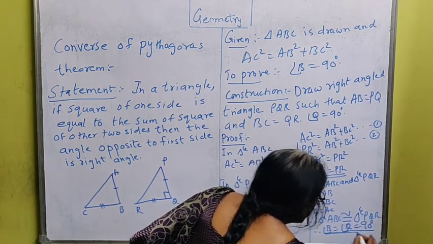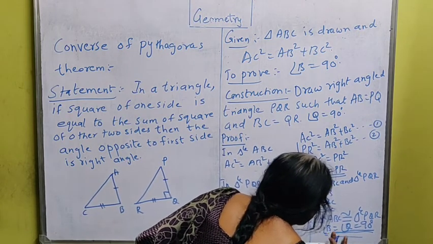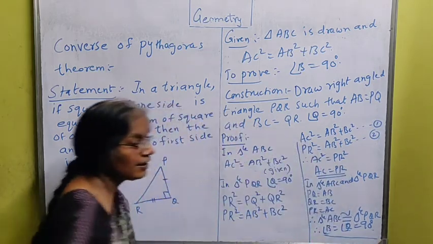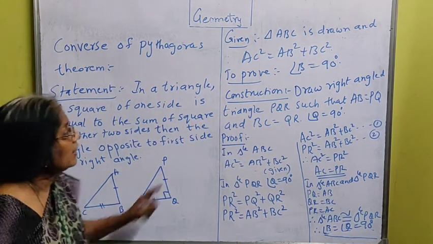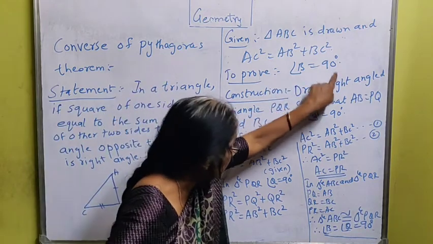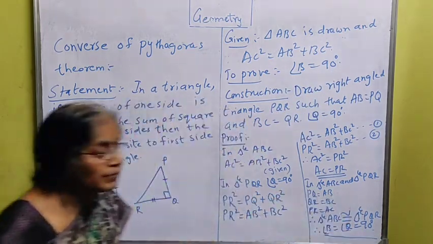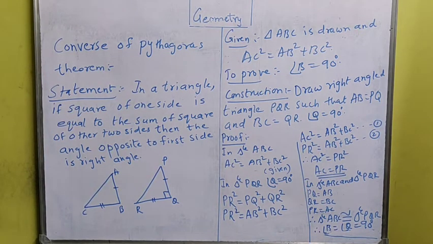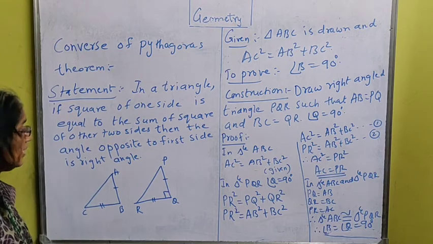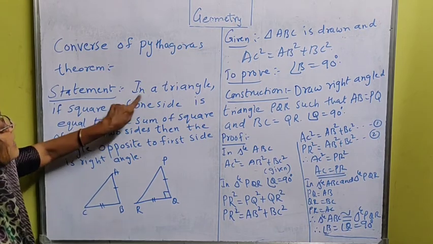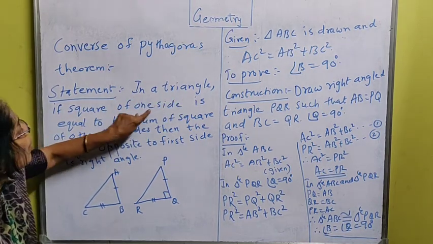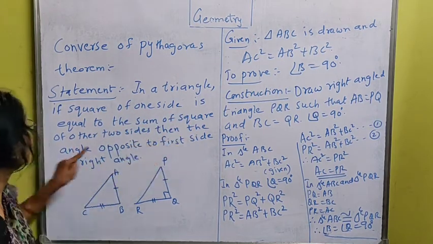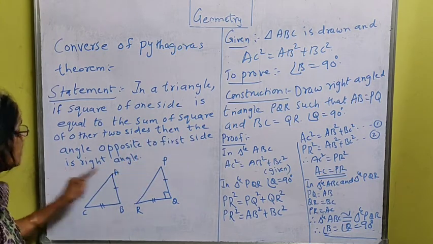What did you want to prove? You wanted to prove that angle B is equal to angle Q is equal to 90 degrees. To prove this, you have given angle B is equal to 90 degrees. So you got it, angle B is equal to 90 degrees. This is how the converse of Pythagoras theorem can be explained. Once again I will explain. What does the statement say? In a triangle, if the square of one side is equal to the sum of the squares of the other two sides, then the angle opposite to the first side is a right angle.